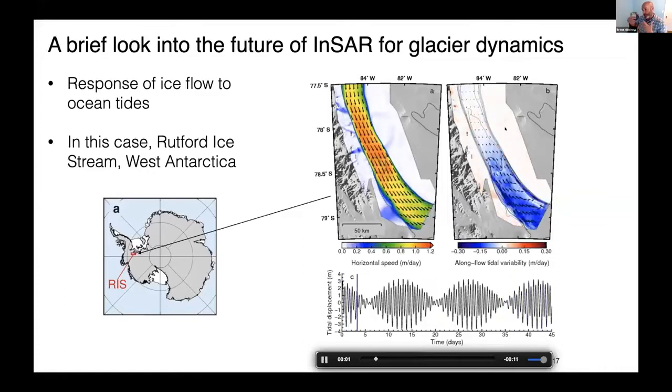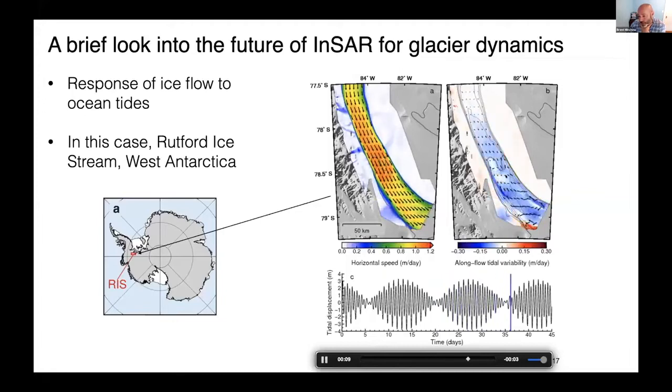It's changing what we call the buttressing stresses, or the resistive stresses that are provided by the ice shelf. As those resistive stresses change, the flow of the ice is enabled or resisted, and the velocity of the glacier changes by about 20% or so over this two-week, this fortnightly time period.